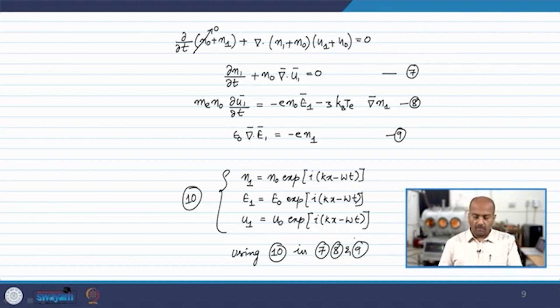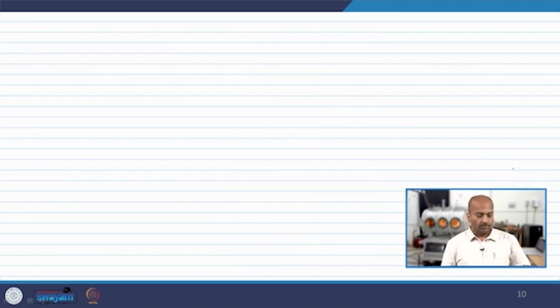So, for example, ∂n1/∂t would be n0 exp(i(kx - ωt)) times minus iω. We take the derivatives as per these equations, and the del operator is going to be only x-hat ∂/∂x, because we are considering a one dimensional picture. Alternatively, you can choose d/dx directly, because you are dealing only with one dimension.